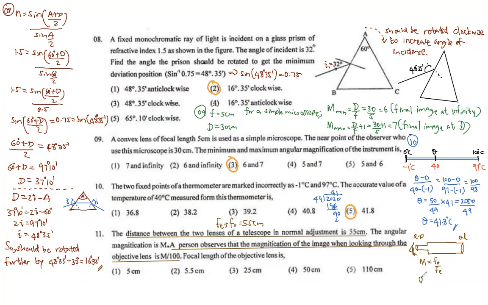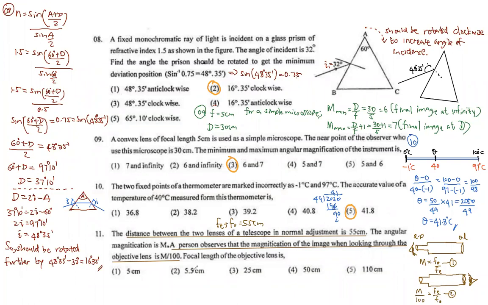And when they look through the objective lens, it's the other way around. What happens? They look through the objective lens. Wait a minute. When your eye is here, then they have given M over 100, it's equal to then what? Fe over Fo. So this is equation 1, this is equation 2. If you look through the eyepiece, the equation for angular magnification is Fo over Fe. If you look through the objective lens, it is Fe over Fo, that is M over 100.